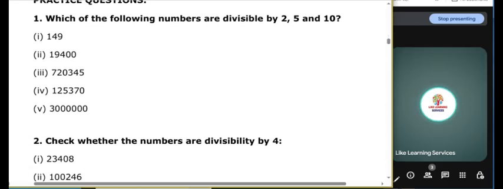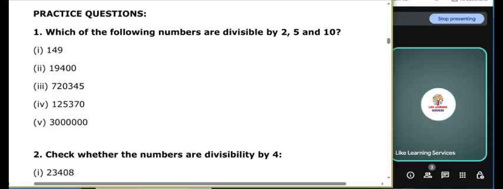Okay, let's quickly go through this. Let's go through the practice questions. Which of the following numbers are divisible by 2, 5, or 10? Let's go. Divisible by 2, 5, and 10 all together. Me personally, I think it's the second one, 19400, and IV, and then V. This and this. Okay, this will not. This will not. Okay.